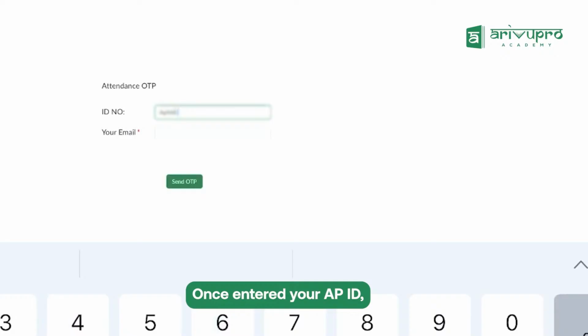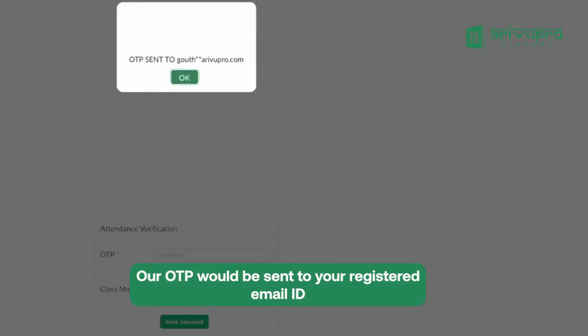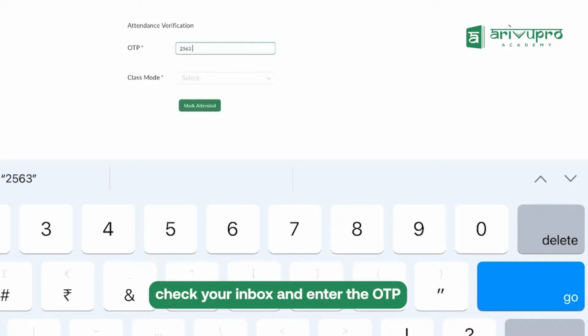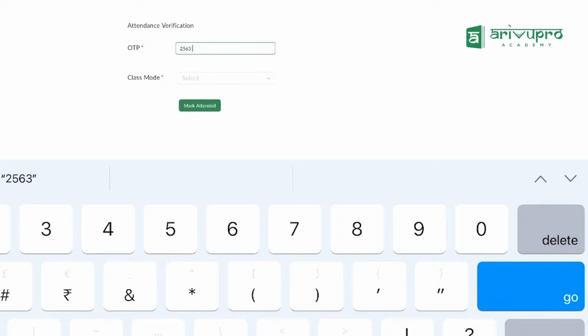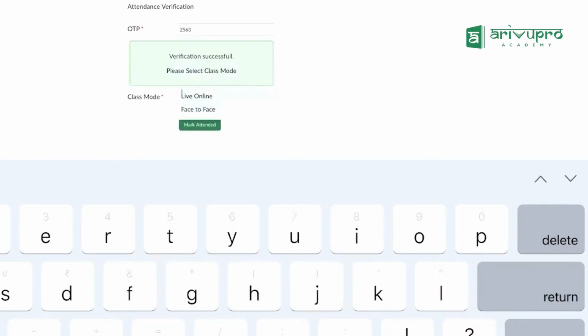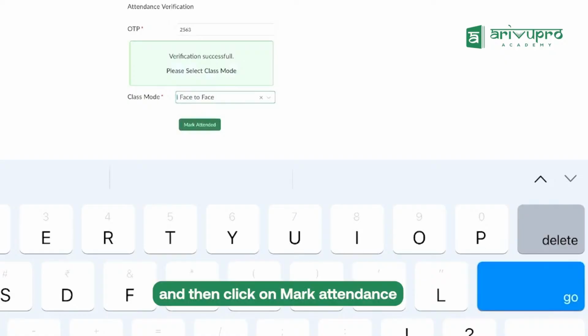Once you have entered your AP ID, click on send OTP. OTP would be sent to your registered email ID. Once the OTP is shared to your inbox, please open up your email ID, check your inbox and enter the OTP and select the class mode you are attending and then click on mark attendance.